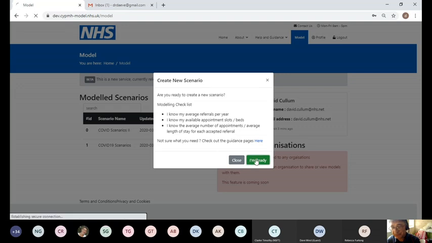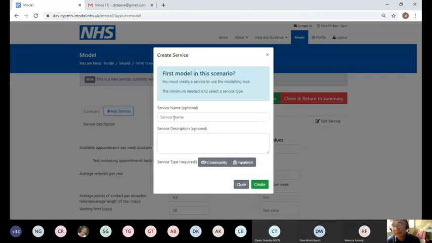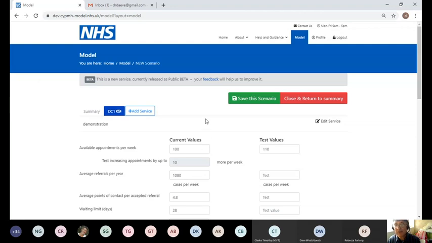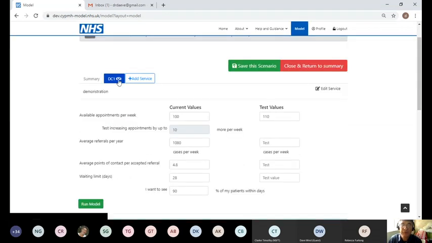I'm ready, I think. And then service name, that's DC1. We're going to do a community service rather than an inpatient service. Those are pretty similar. And then click create. And then we're here where we can create the model. And there's my model, DC1 there. And it's already filled with some values.